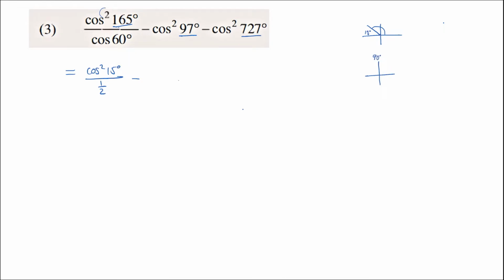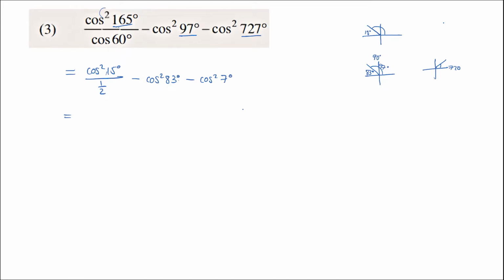Although this is just past 90, we don't want to look at the angle that goes to the y-axis. We want to look at the angle that goes to the x-axis. So if this is 97 degrees on this side, then back to the x-axis here, we have an angle of 83 degrees. So this reduces to the cos squared of 83 degrees. 727 is 2 revolutions, and if we're back here, this is 720, then we're looking at an angle here of 7 degrees. So we have the cos squared of 7 degrees.